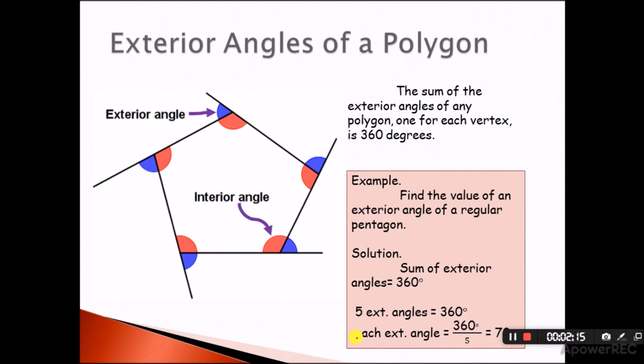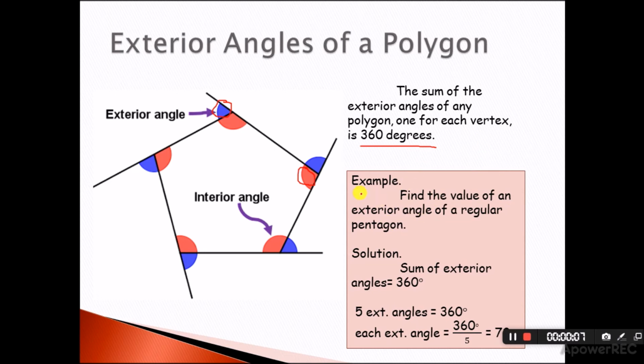Next one, exterior angles of a polygon. When we say exterior angles, those are angles formed outside the polygon, outside the regular polygon or the irregular polygon. Let's have this illustration. As you can see, the illustration has blue colored angles and red colored angles. That's the interior and exterior angles. The sum of exterior angles of any polygon, one for each vertex, is 360 degrees. So if we add the blue colored angles, that is equal to 360 degrees.